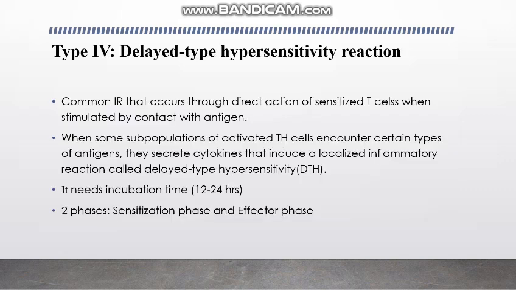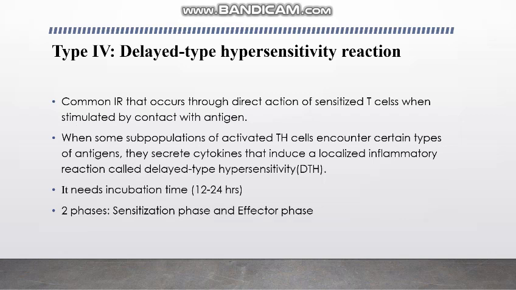Type 4 hypersensitivity reaction. It is otherwise known as delayed type hypersensitivity reaction. It occurs through direct action of sensitized T cells when stimulated by contact with antigen. When some subpopulations of activated Th cells encounter certain types of antigens, they secrete cytokines that induce a localized inflammatory reaction called delayed type hypersensitivity. It needs an incubation time of about 12 to 24 hours.